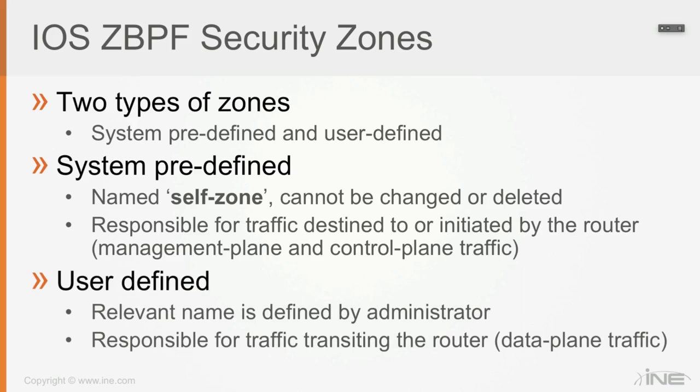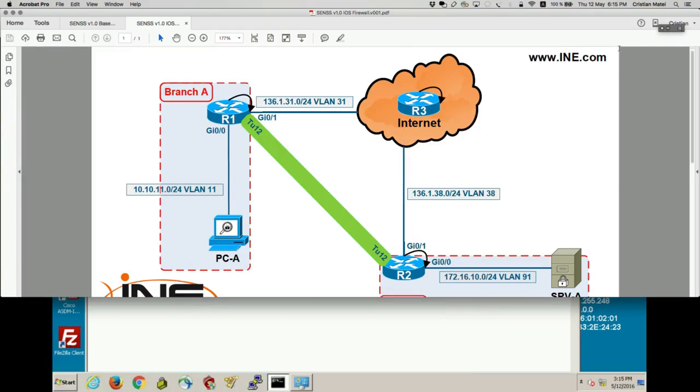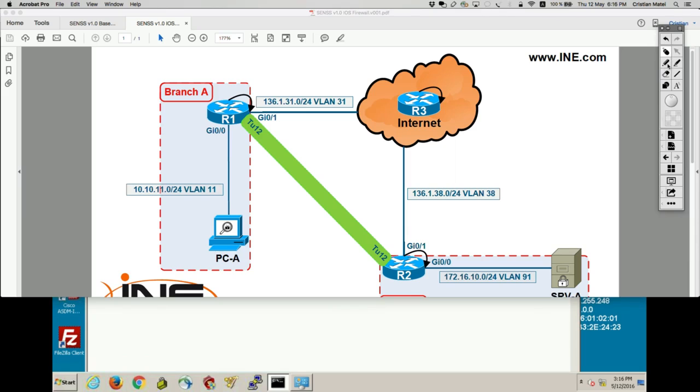And we have user defined zones, where you pick a relevant name. So you want to define those zones which you configure yourself. You're going to put in relevant names, and those zones are going to be responsible for traffic transiting the router. So data plane traffic that the router routes back and forth between its interfaces. Now, a zone, pretty much all firewall vendors have this concept. It's, as I said, a logical segmentation of your network.